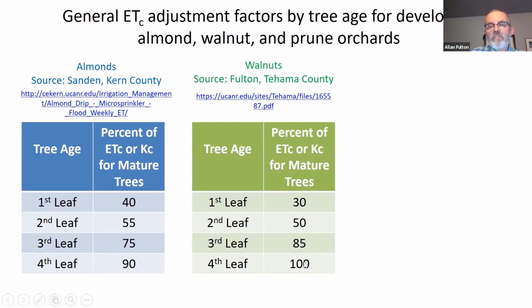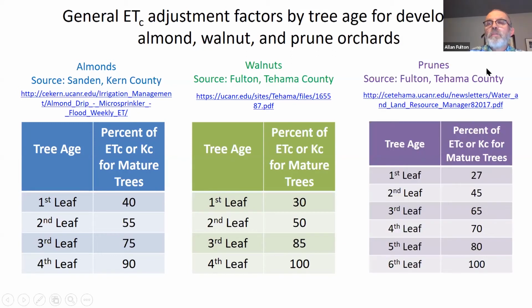This was especially true if we had wet springs and strong vegetation in the middles. I did similar work in prune. Because prune is a shorter statured tree, they take longer to fill in the space, even though we plant them at a higher density to try to compensate.